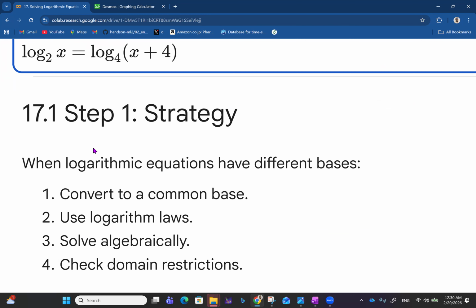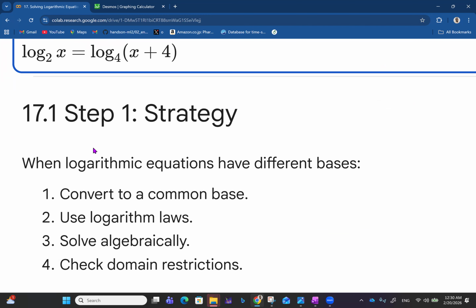So in step 17.2, we have step 2. Here you convert to a common base. First of all, we know that 4 is equal to 2 squared. You can see this is base 2, this is base 4, but we know 4 is equal to 2 squared.